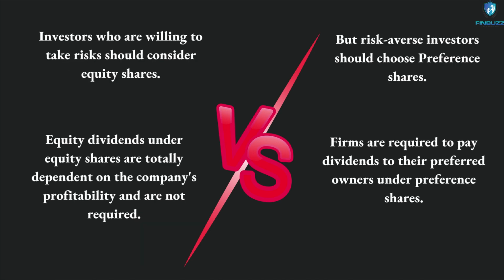Coming to the next difference, which is the types of investors. Equity shares are suitable for risk-taking investors, but preference shares are suitable for risk-averse investors. Now the last but not the least difference between both is the associated burden. Under equity shares, paying equity dividends is not mandatory and depends entirely on the company's profit. In contrast to this, under preference shares, companies are obligated to pay dividends to their preferred shareholders.